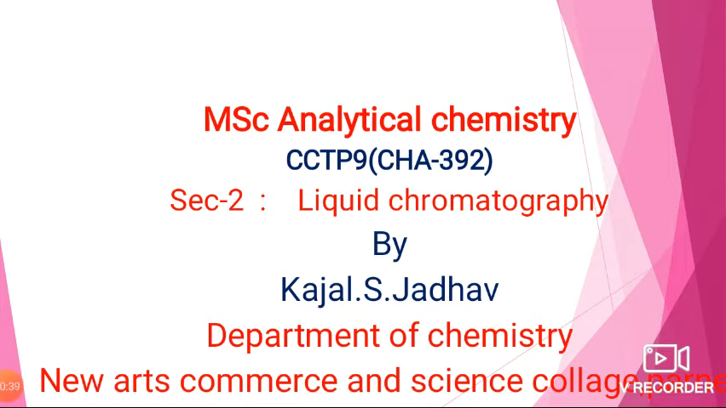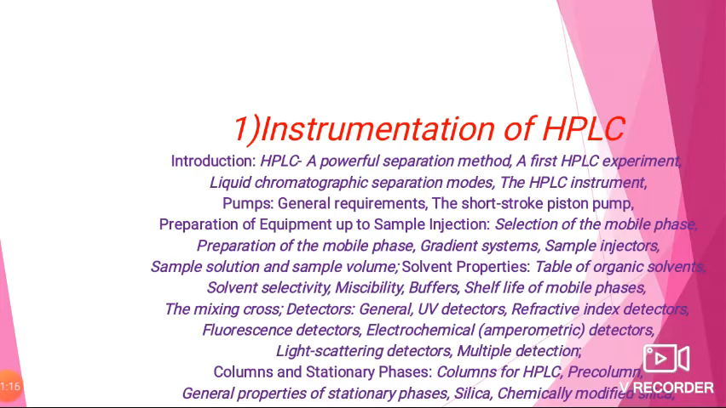Then the chromatographic system may be considered to consist of four component parts: first, a device for sample introduction; second, the mobile phase; third, the stationary phase; and fourth, the detector. These four are considered a chromatographic system, or part of the chromatographic technique. In liquid chromatography, section second in CHA 392, there are 6 chapters. So let's see them one by one.